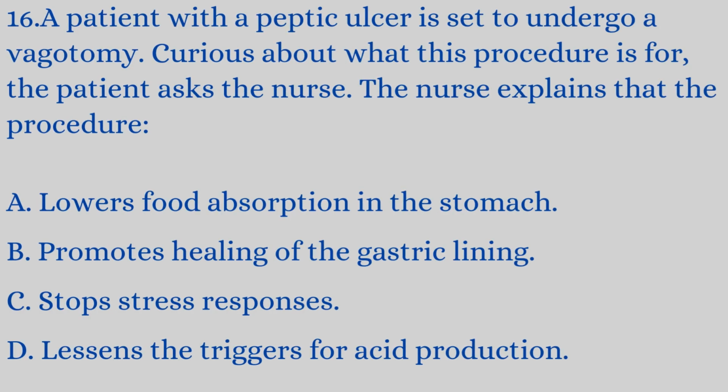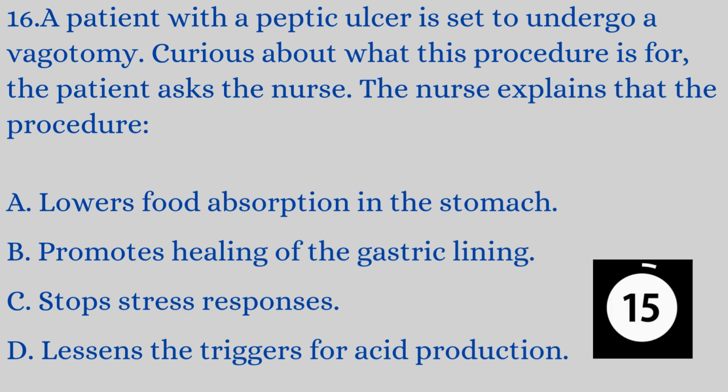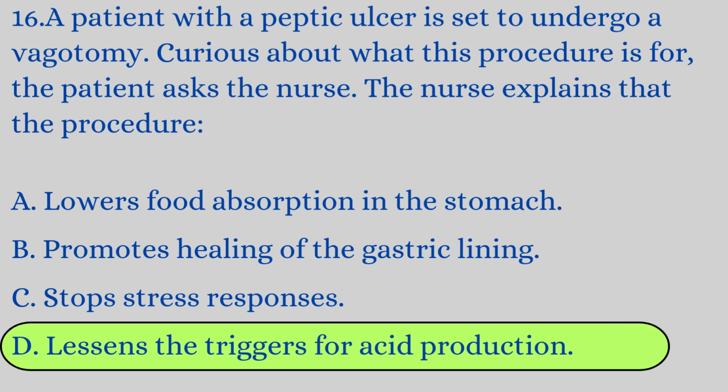16. A patient with a peptic ulcer is set to undergo a vagotomy. Curious about what this procedure is for, the patient asks the nurse. The nurse explains that the procedure: A. Lowers food absorption in the stomach. B. Promotes healing of the gastric lining. C. Stops stress responses. D. Lessens the triggers for acid production. The answer is D. Lessens the triggers for acid production.